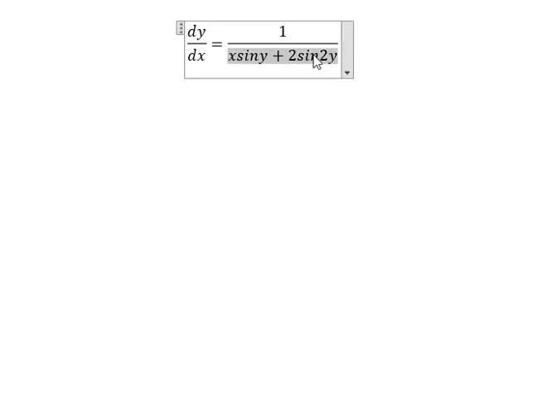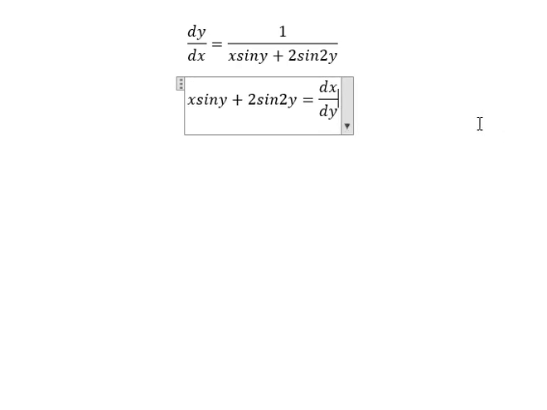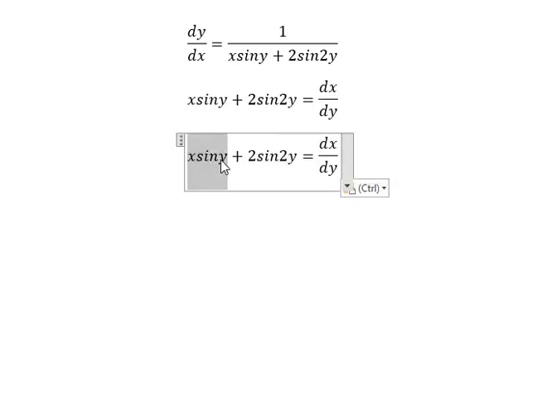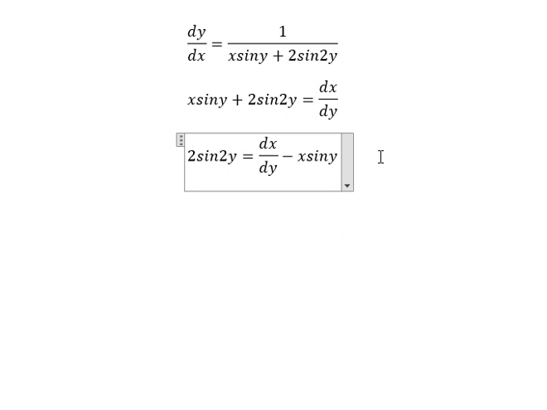I will put this one go to the left, this one go to the right, and we have like this. Next, I will put this one go to the right. So in this situation, I will put like this.